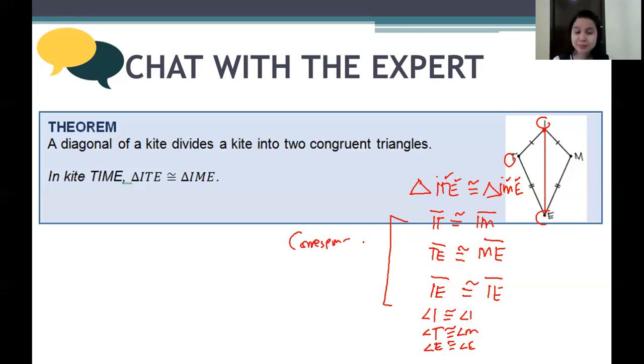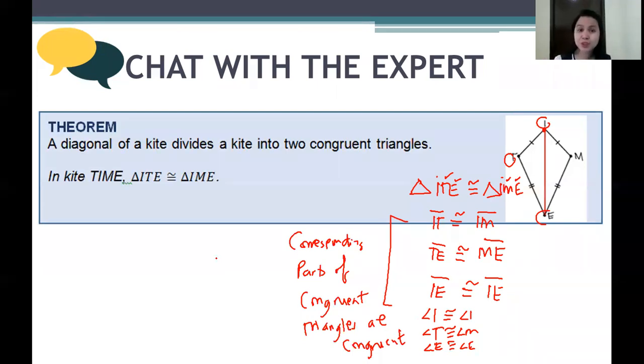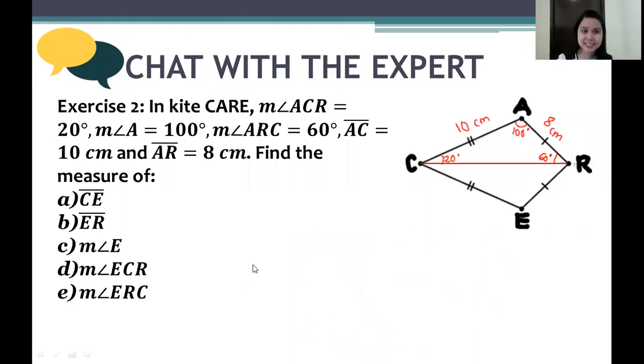You have this in your grade 8 class. Corresponding parts of congruent triangles are congruent. It means the corresponding parts of two congruent triangles are congruent. Or in most of the books, we call this CPCTC, corresponding parts of congruent triangles are congruent. Now, let's have this exercise. Remember, the diagonal of a kite divides the kite into two congruent triangles. So let's name the congruent triangle.